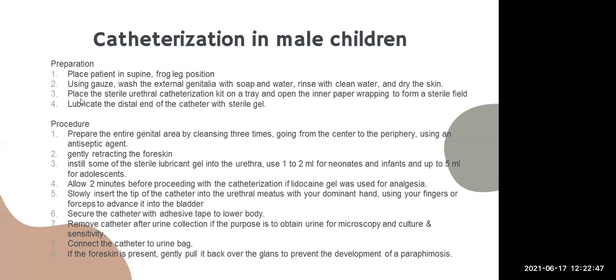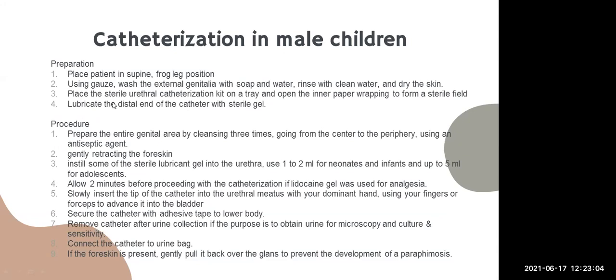The third step is to place the sterile urethral catheterization kit on a tray and open the inner paper wrapping to form a sterile field. Fourth step, lubricate the distal end of the catheter with sterile gel. And then we can proceed with the procedure.